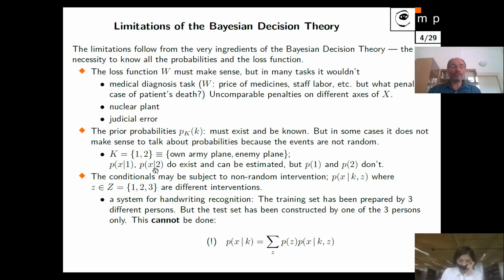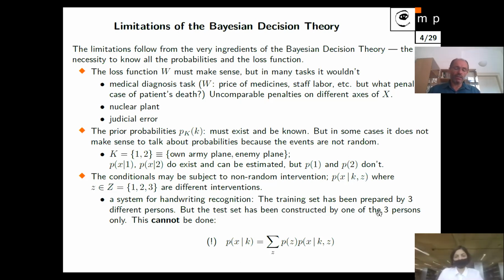Different enemy planes in different conditions will have a slightly different measurement related to them on the radar screen, but we have to get rid of the probability of the event enemy plane, my plane, because there's no way to estimate it, and they don't exist.